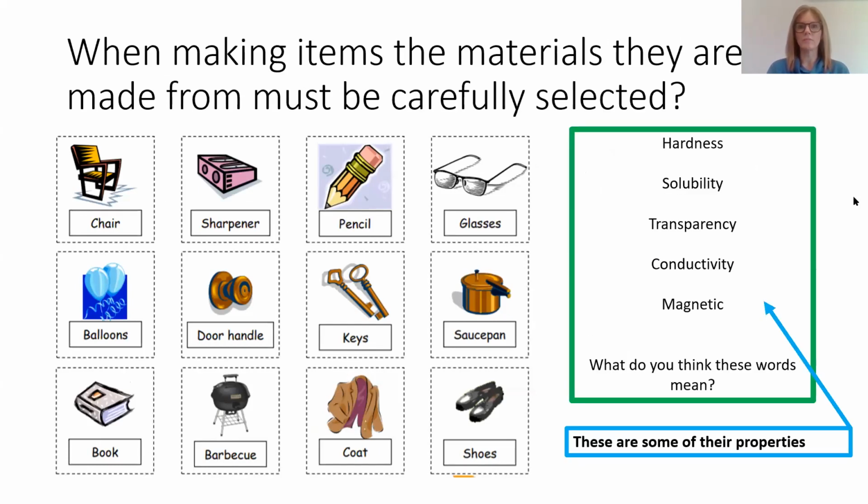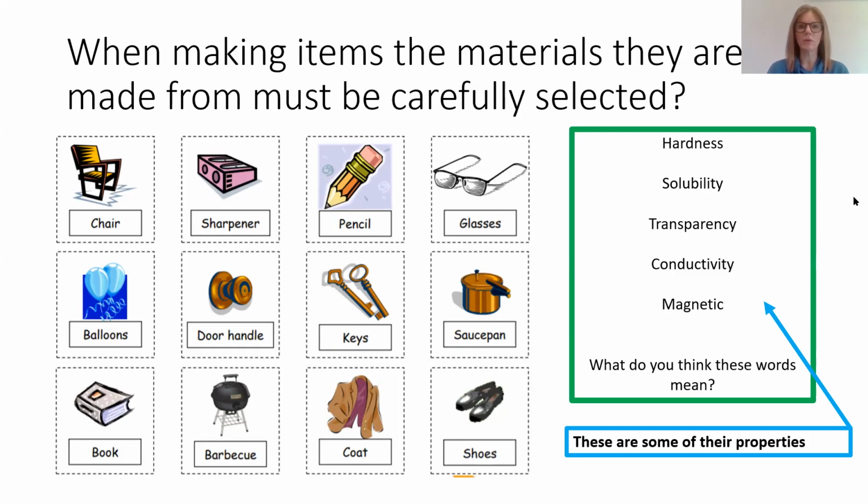Right, when making items, the materials they are made from must be carefully selected. So here are the properties that we were talking about in a couple of the earlier slides. It says here, down the side, you've got hardness, solubility, transparency, conductivity, and magnetic. You need to think about what those words might mean.